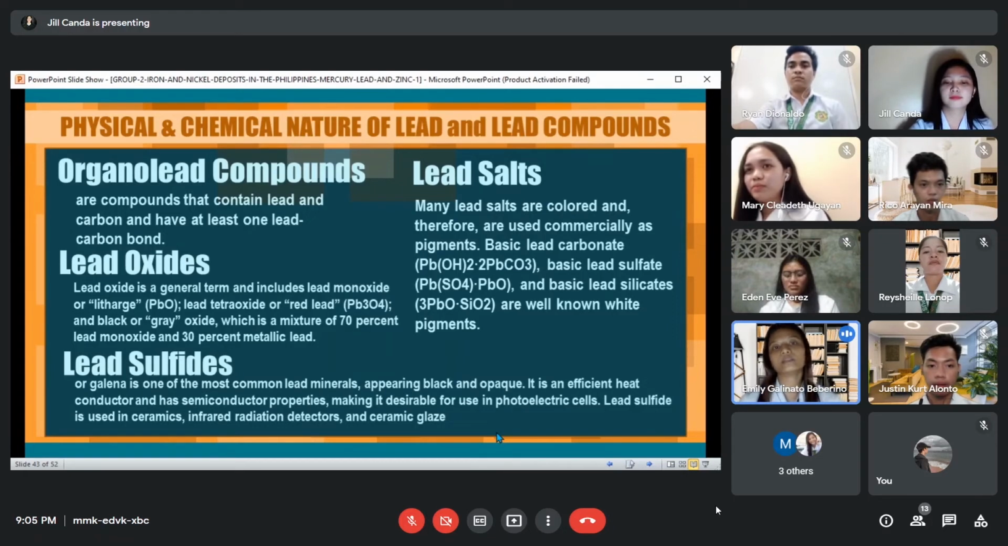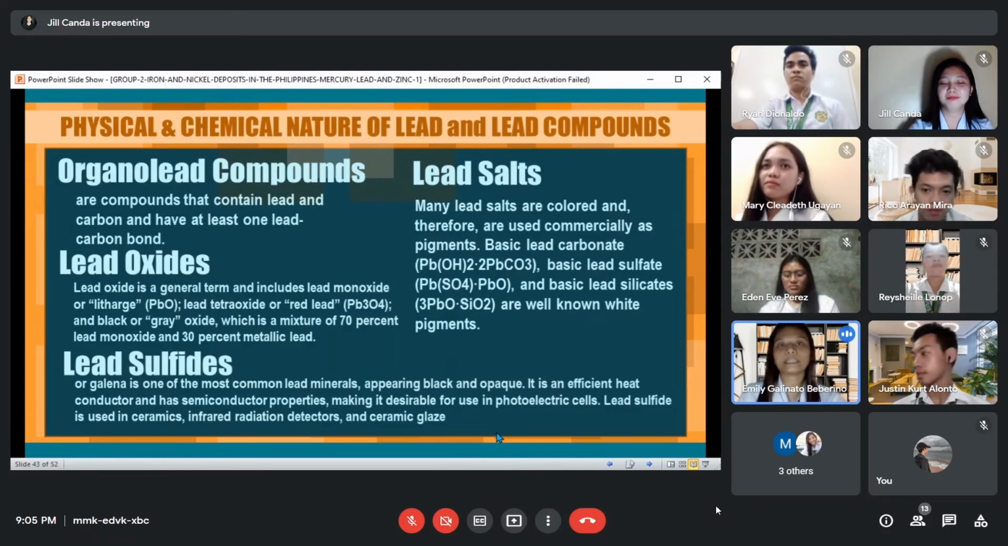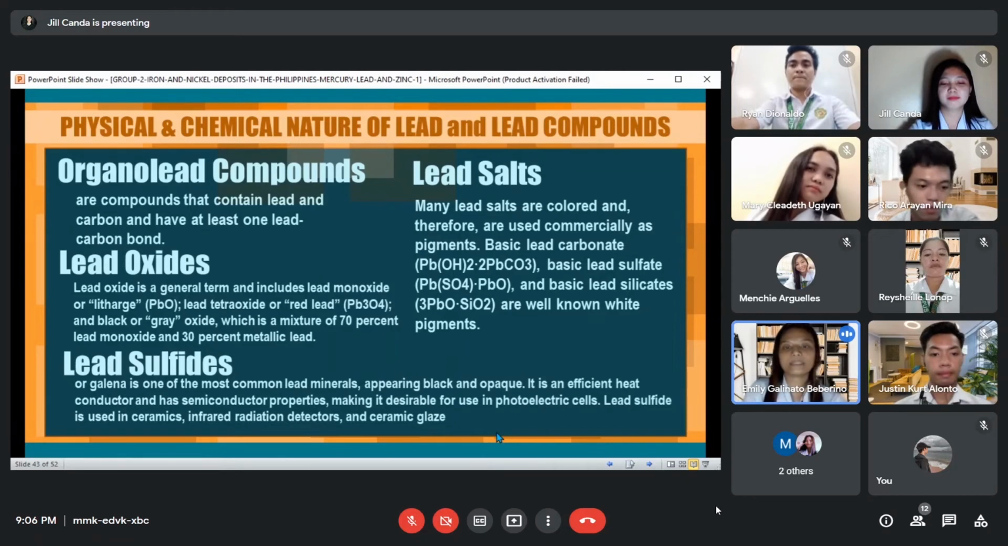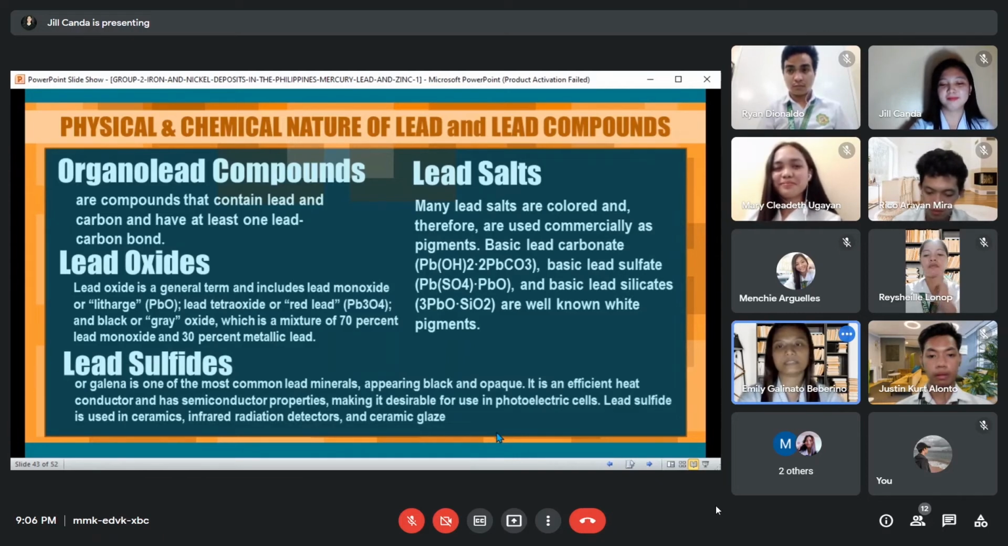So the first is organolead compounds. An organolead compound is a chemical compound containing a chemical bond between carbon and lead. Also, it is a substance with at least one lead-carbon bond. Only two types of organolead compounds have found large-scale commercial applications: tetramethyllead or TML and tetraethyllead or TEL. Both TML and TEL were once manufactured in large quantities in the United States because they were used extensively in automotive gasoline.